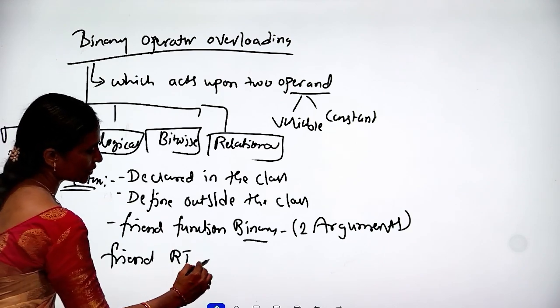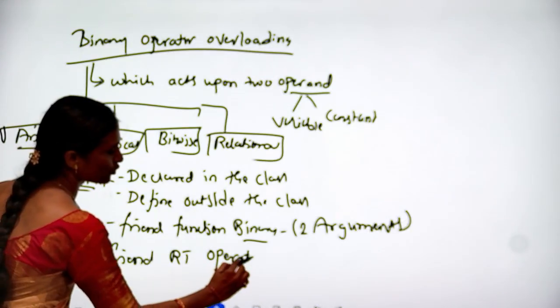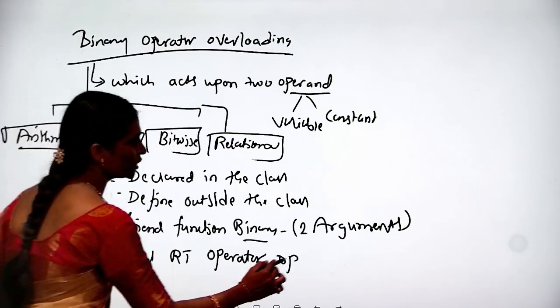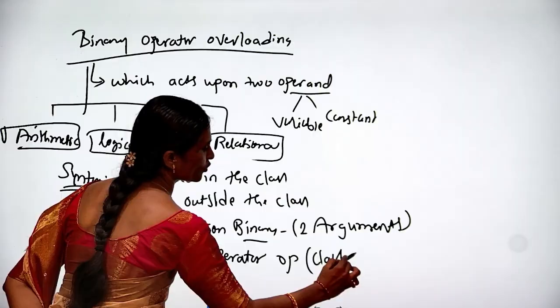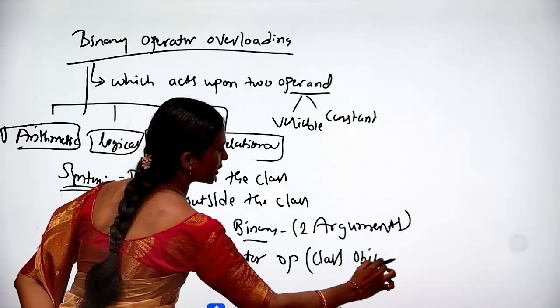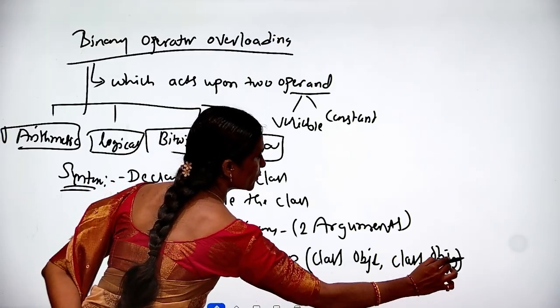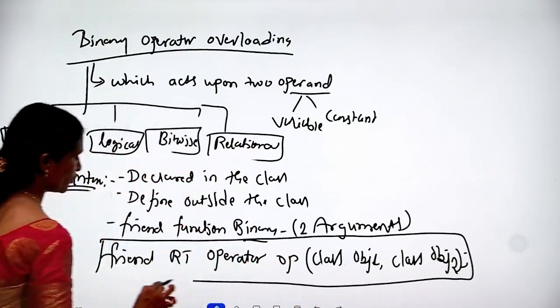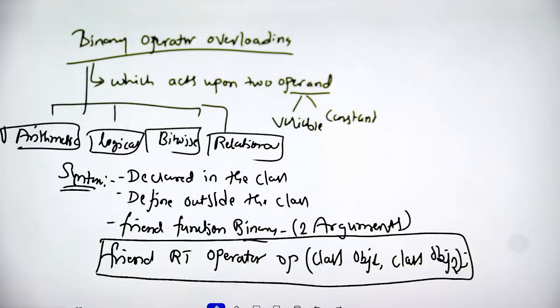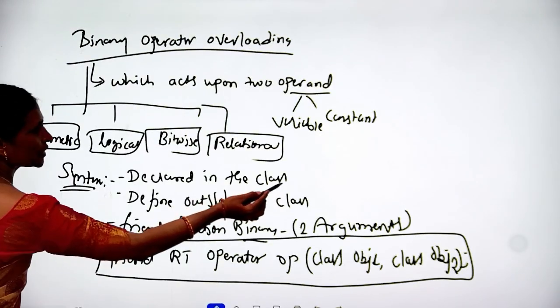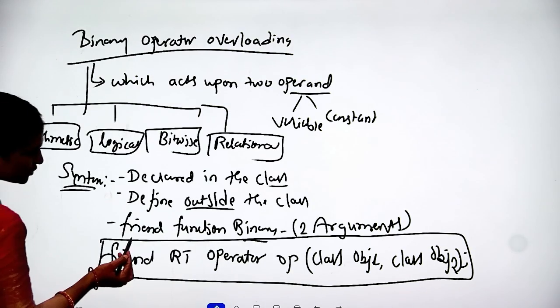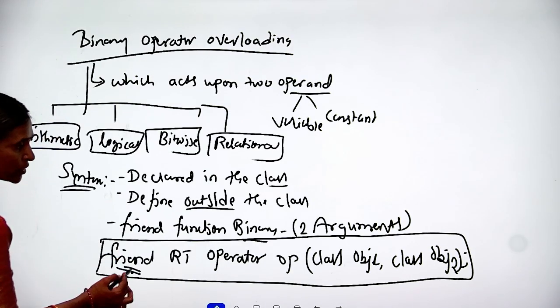So the syntax is: friend is a keyword, then the return type, then operator is the keyword to overload the operators, then op, which is the operator you are going to overload, then class name object one, then class name object two. So this is the syntax for overloading the binary operator. It should be declared within the class and defined outside the class. This is a friend function. Friend is a non-member of the class.